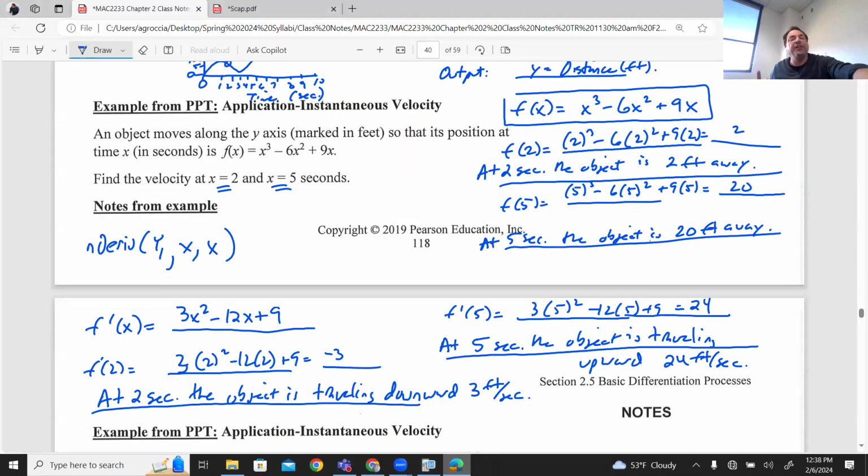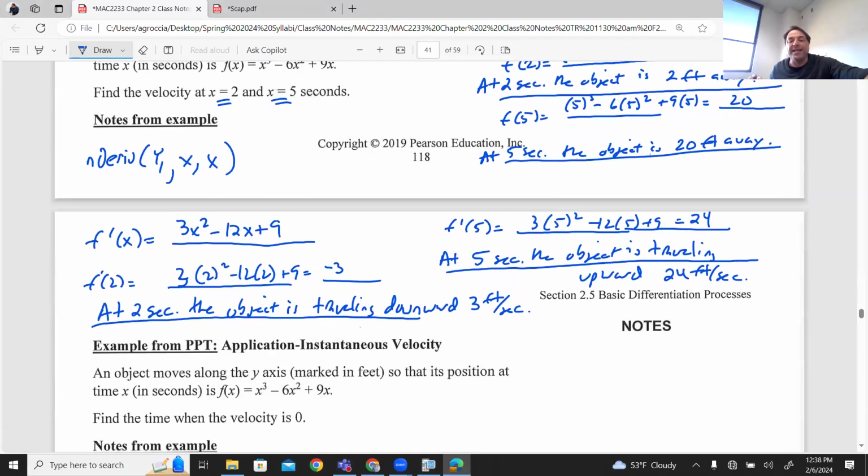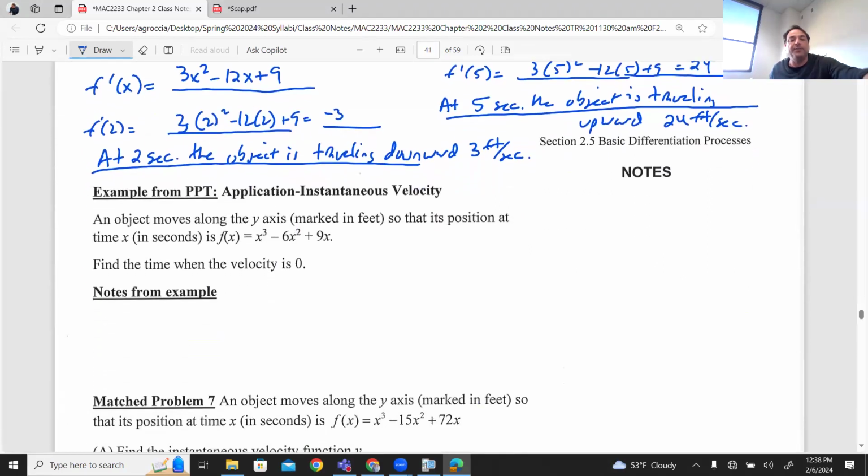So, having said that, now we have everything set up to actually do some word problems. There's one weird one I want to do and not spend much time on, but your textbook and your homework sometimes refers to an object that moves along this, so the position is this. Find the time when the velocity is 0. Velocity is what? The instantaneous, the derivative.